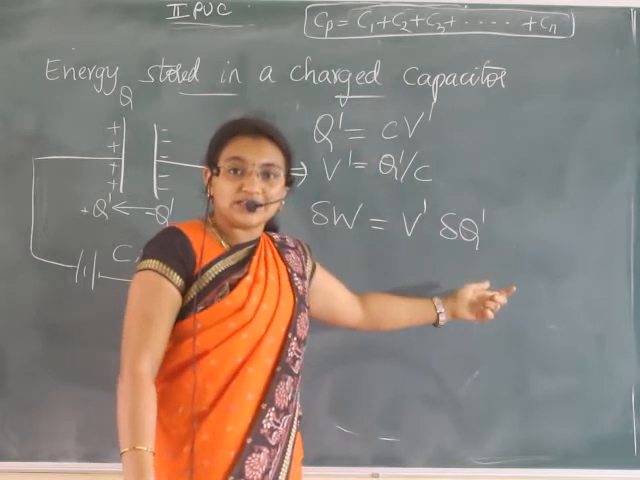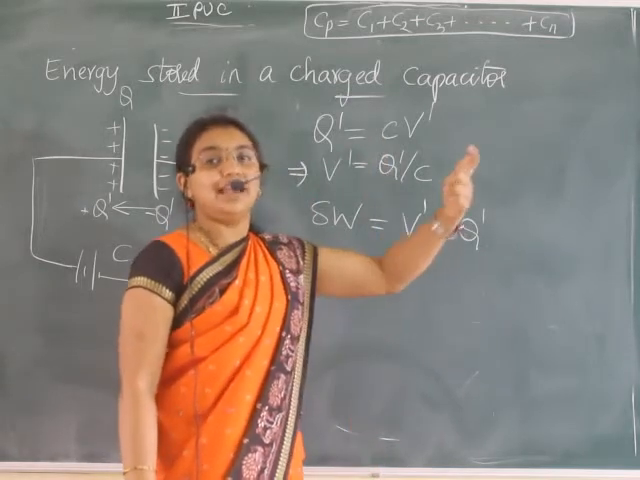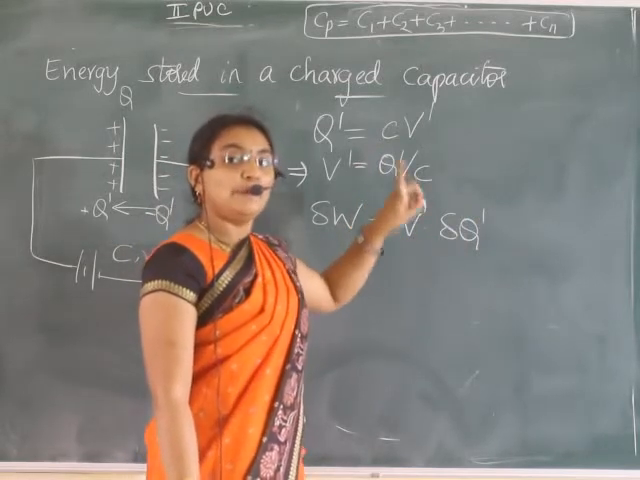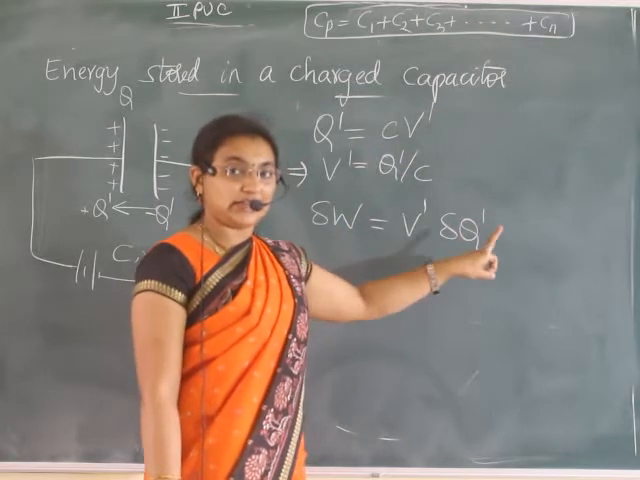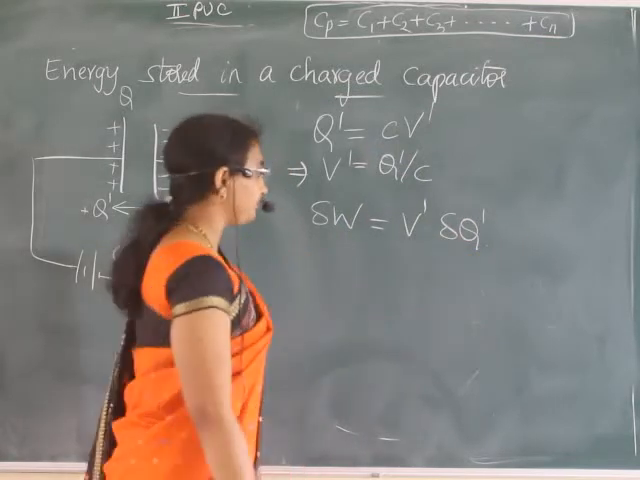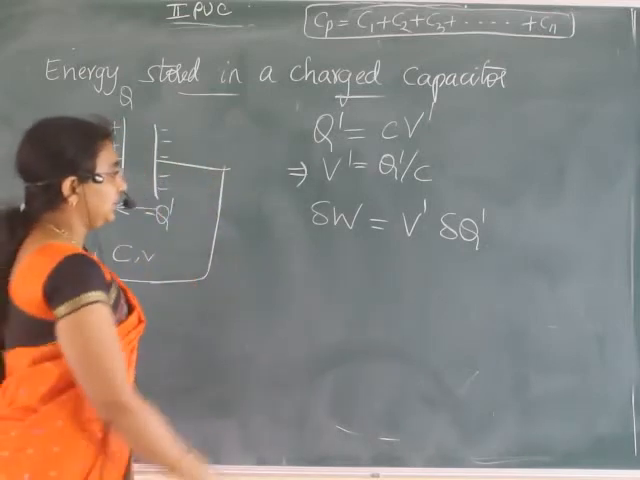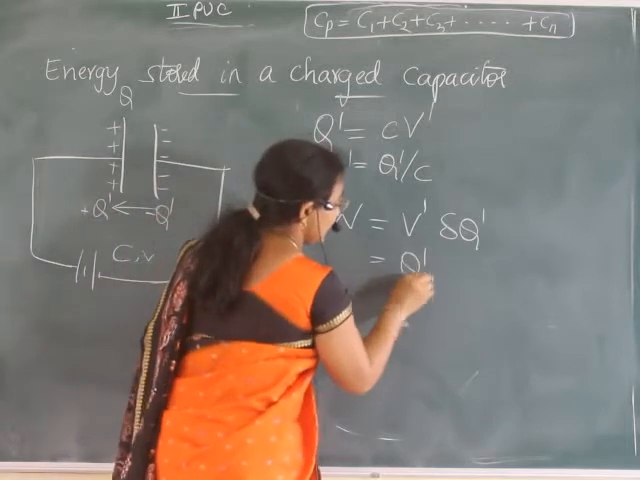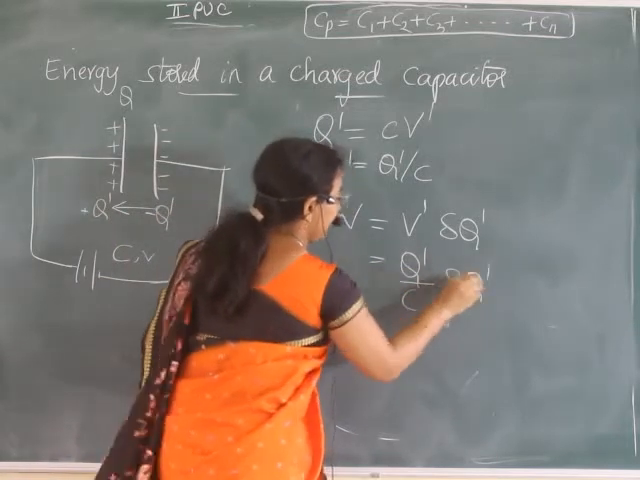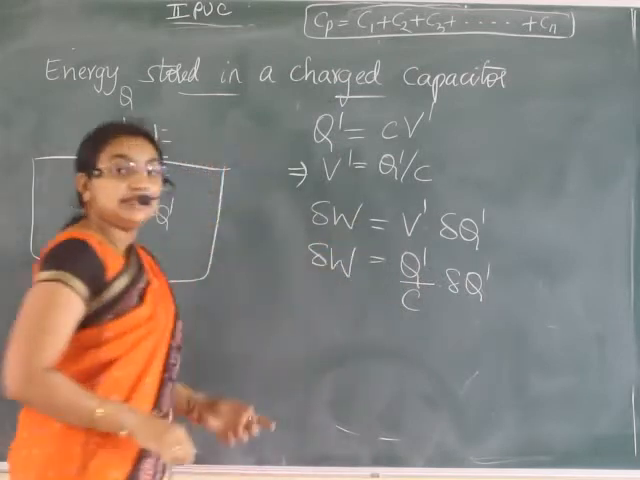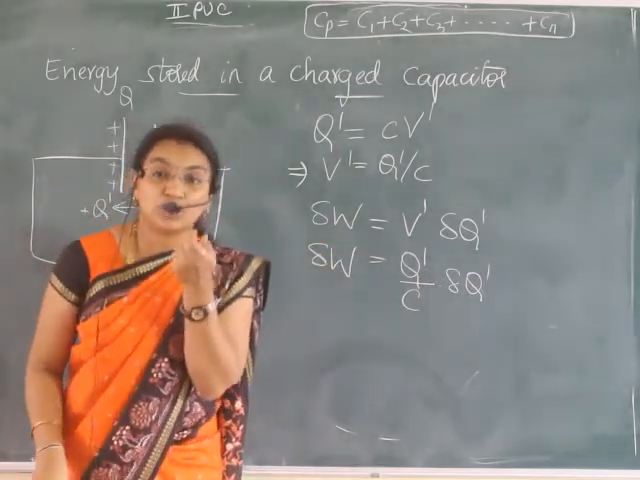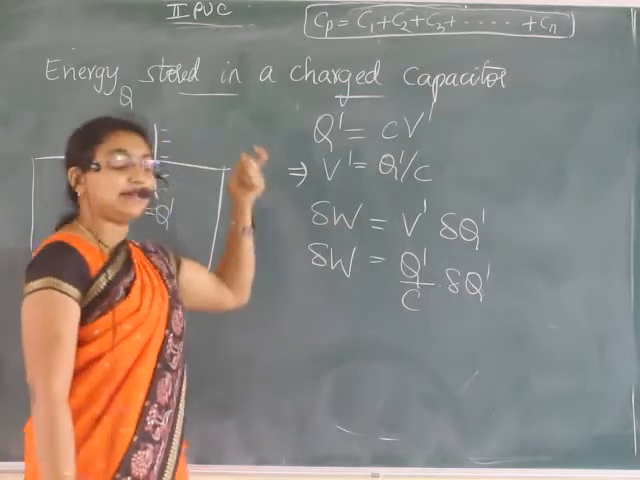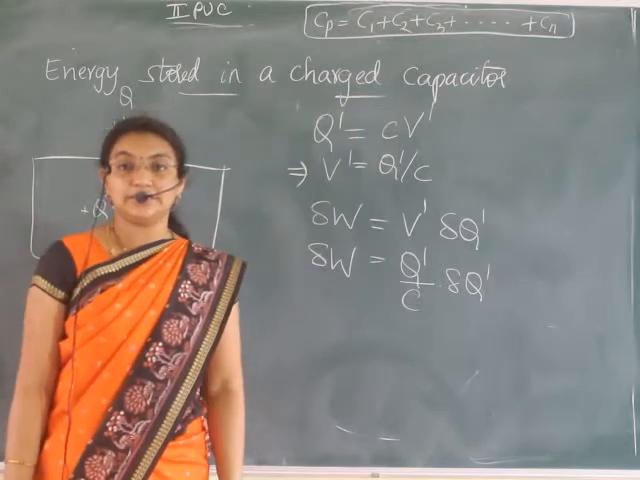To move this small charge from lower potential to higher potential, the work done is delta W, equal to the potential difference at that point into the charge. Then I can substitute V dash as Q dash by C into delta Q dash, which is equal to delta W. This is the small work done to move this small charge from lower potential region to higher potential region.